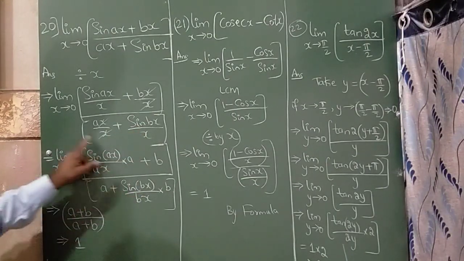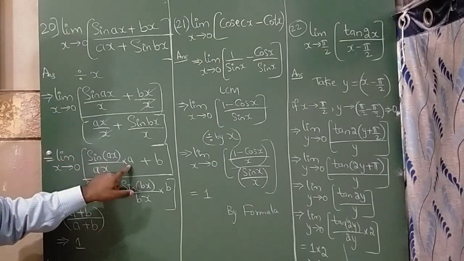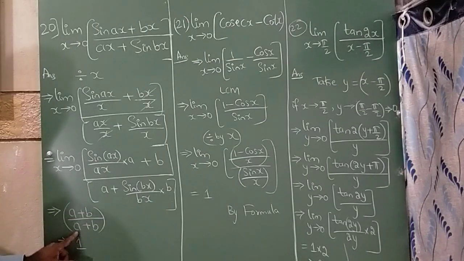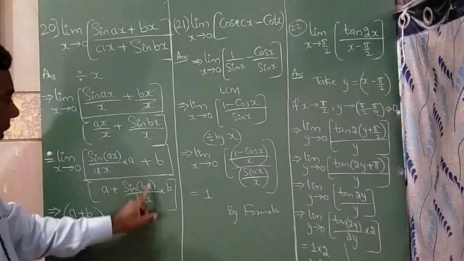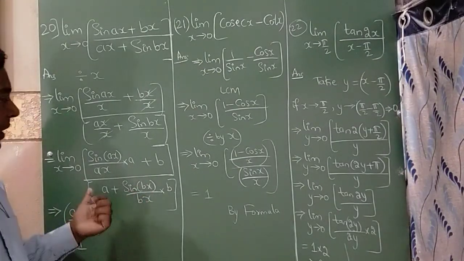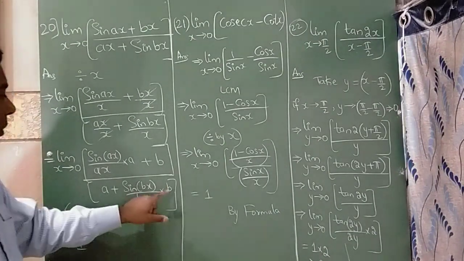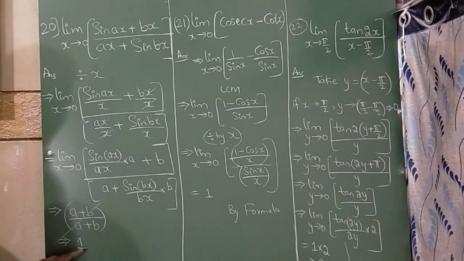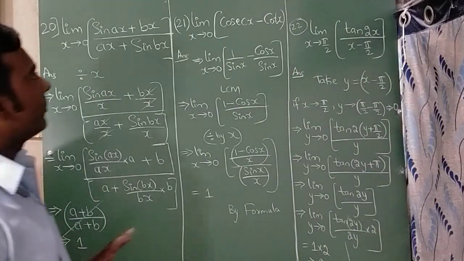As you know that this whole term is a 1. So what is remaining? Only a is remaining here plus b. Here a is remaining in the denominator. This whole term is 1. In the previous sums I have written the formula. So b is remaining. So a plus b both will get cancelled. So the final answer is 1 here.